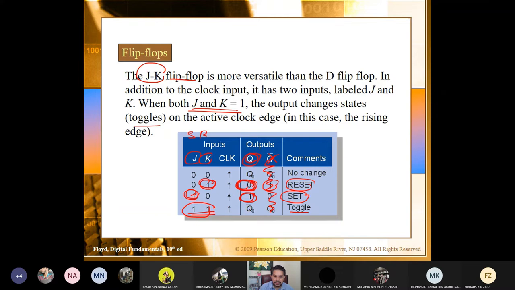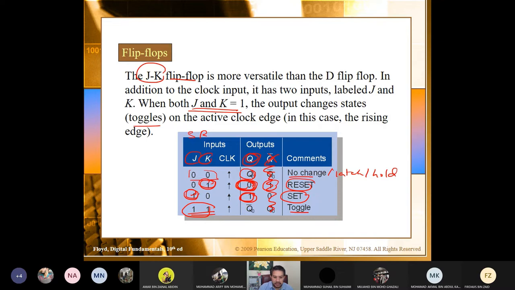Whenever there's no input here, or 0 and 0, the output will be whatever the current state of Q is. So there's no change. This is the state that we call latch. Latch means that it holds the state.